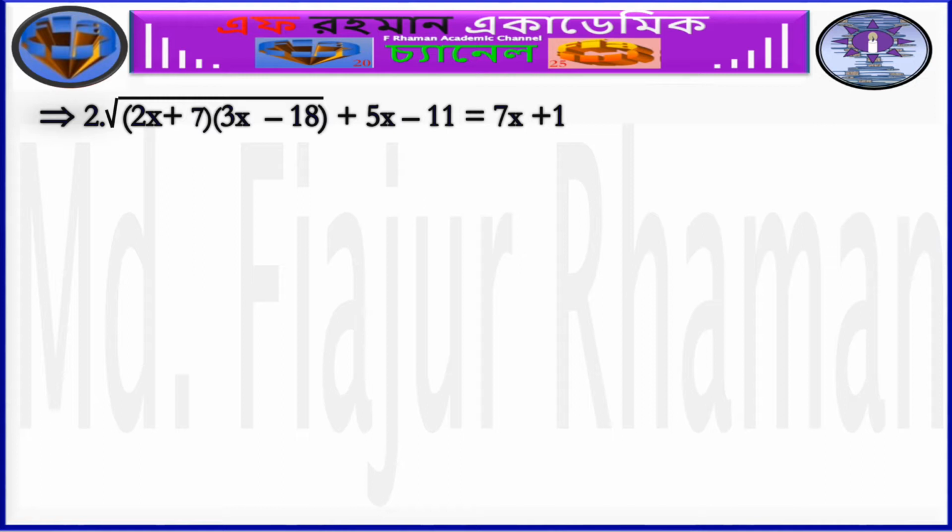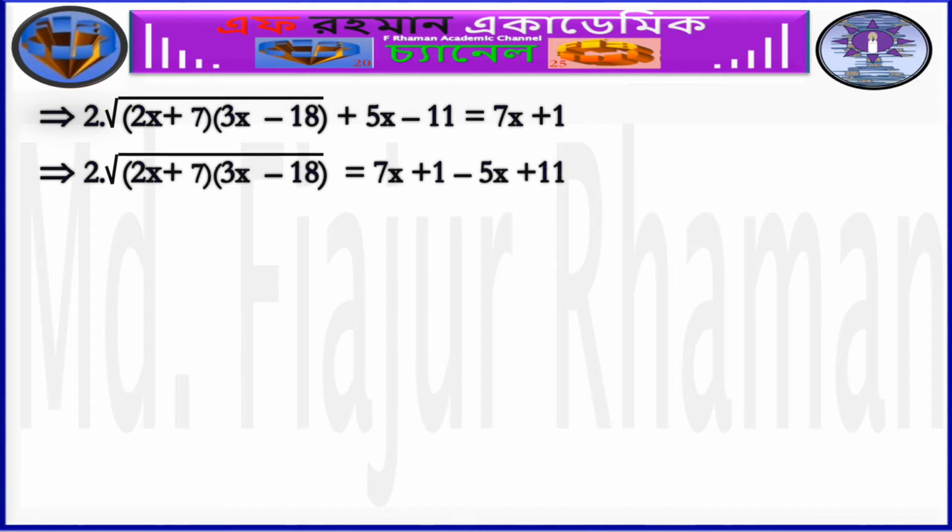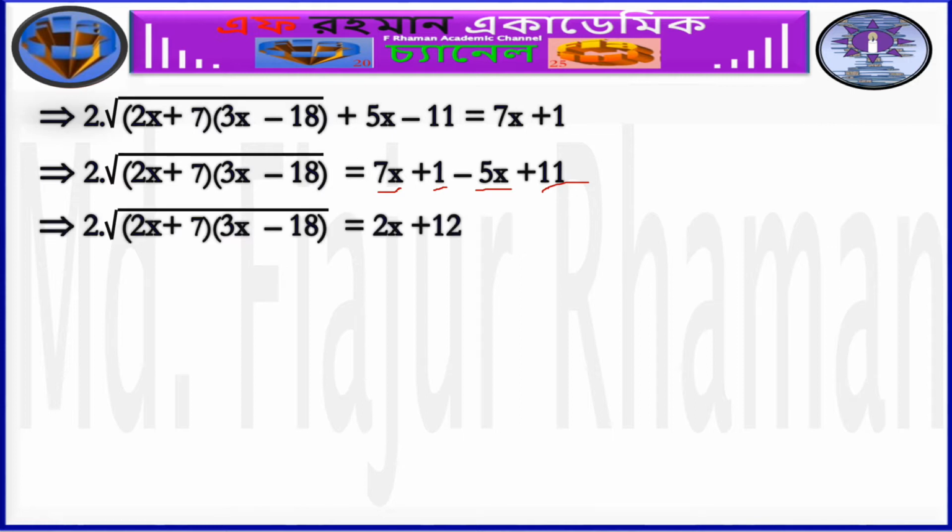Transposing plus 5x minus 11 from the left hand side to the right hand side, this equation implies that 2 into square root of 2x plus 7 into 3x minus 18 is equal to 7x plus 1 minus 5x plus 11. Plus 5x has become minus 5x, minus 11 has become plus 11. 7x minus 5x is equal to plus 2x. 1 plus 11 is equal to 12. That's why this equation implies that 2 into square root of 2x plus 7 into 3x minus 18 is equal to 2x plus 12.